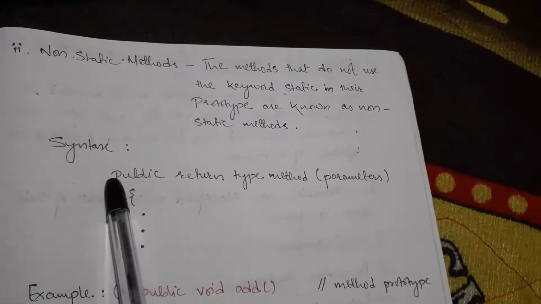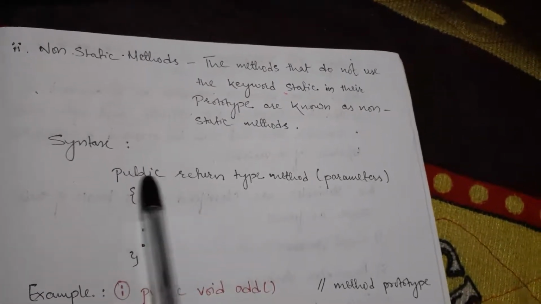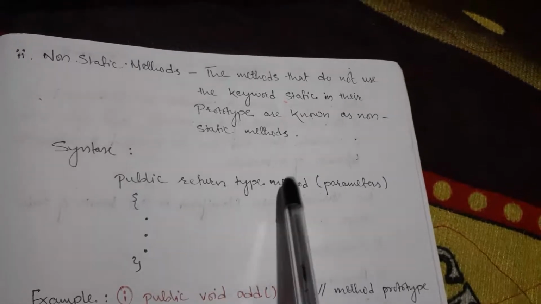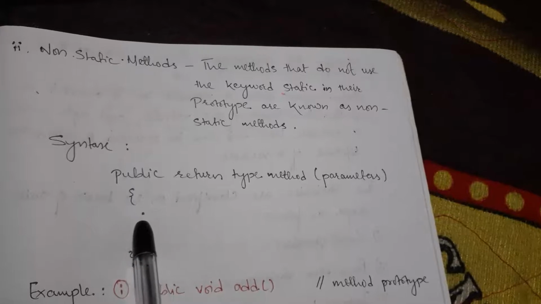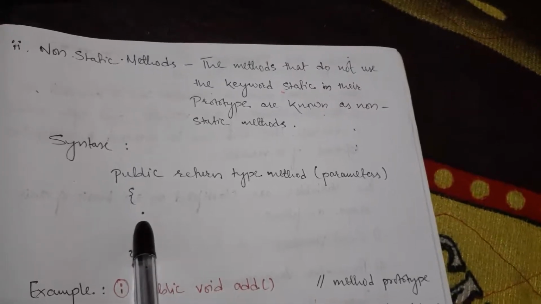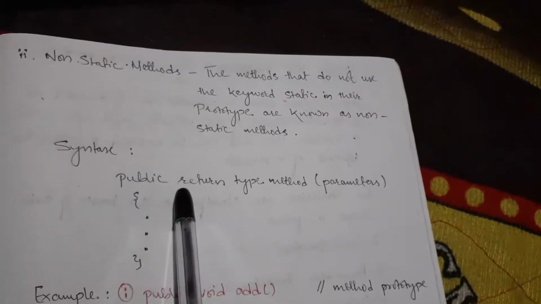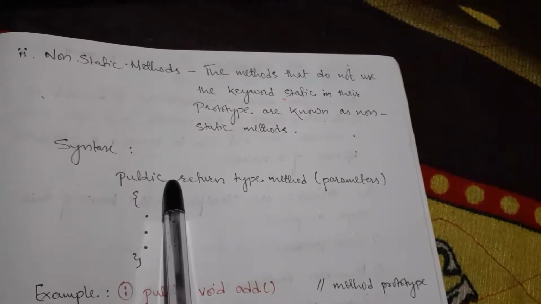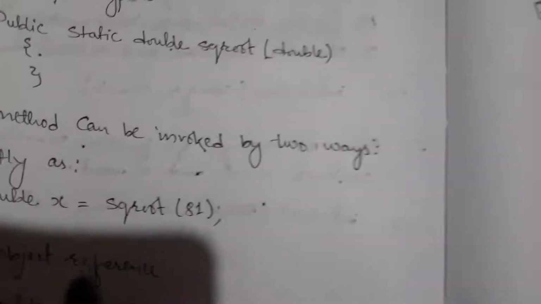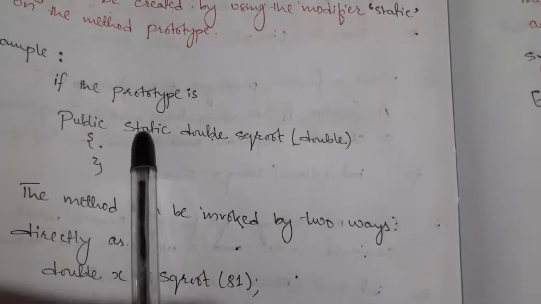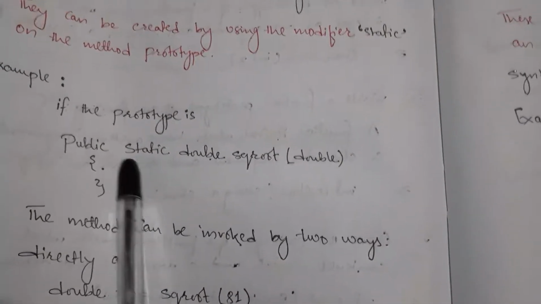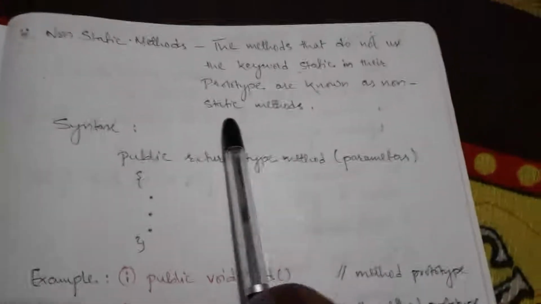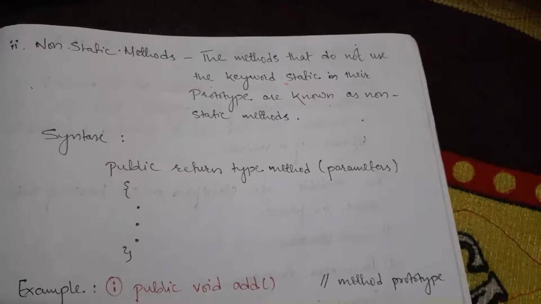So the format looks like this for the non-static method: public, return type, method, and the parameters will be given, and the body portion of the method also will be given here. All right, so here if you see, the static keyword is not used. But if you check out the first example for the static method, the static keyword has been used. So this is how we can differentiate between the static method and the non-static method.